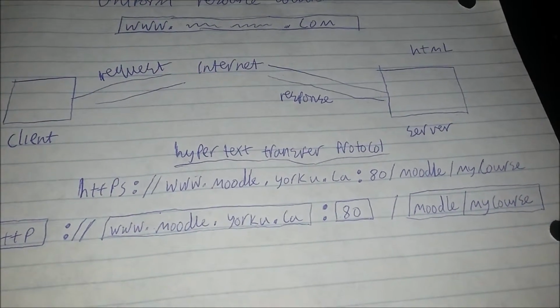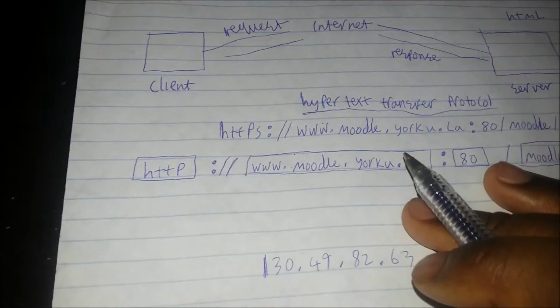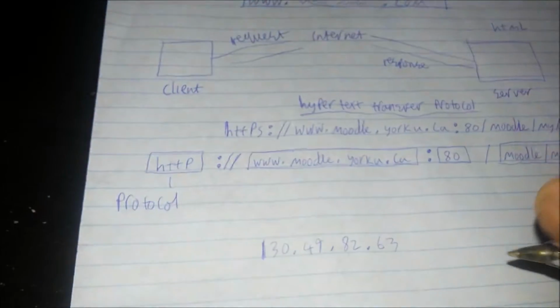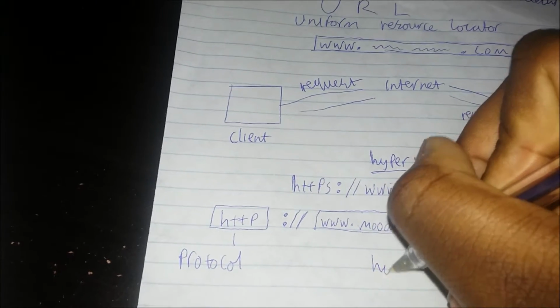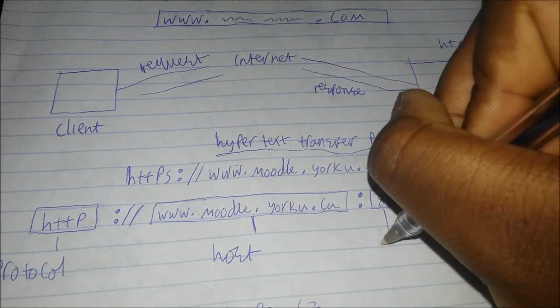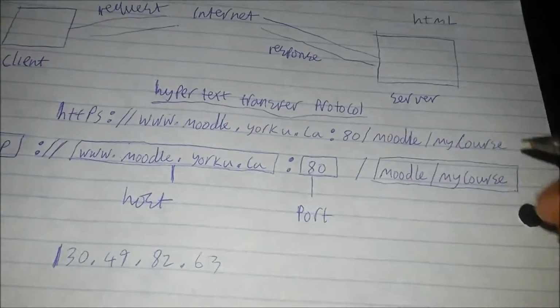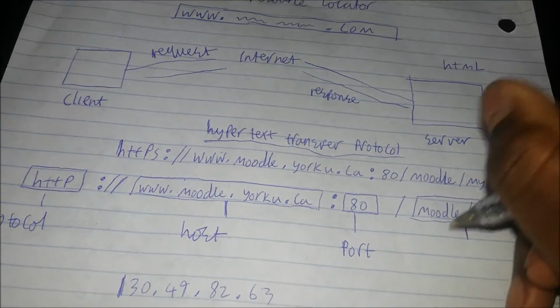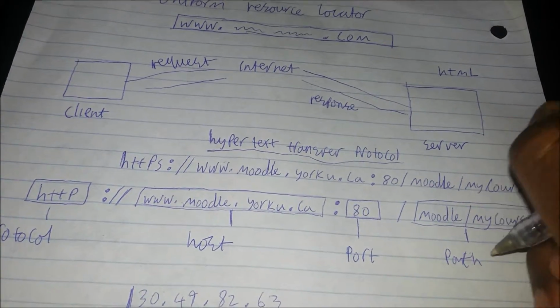So the basic components of a URL are, first of all, the protocol. Then there's the host, and then there's the port, and lastly, of the essential components you need, there is the path.